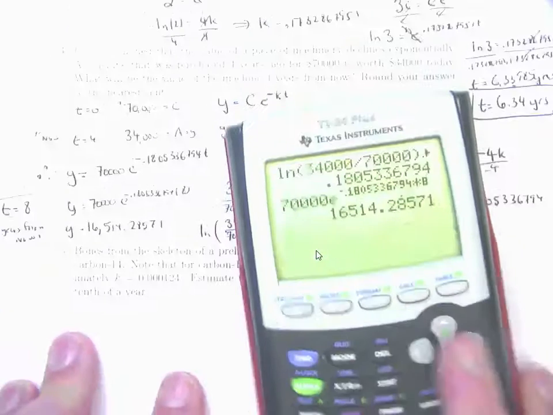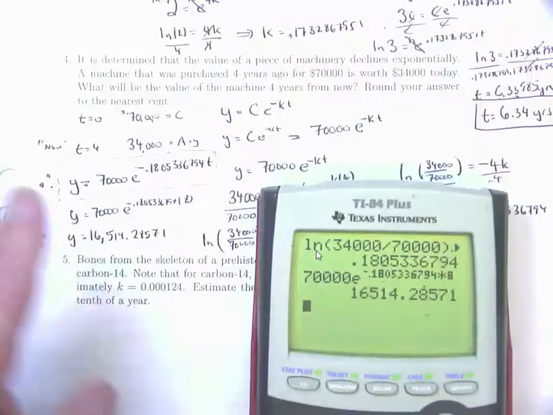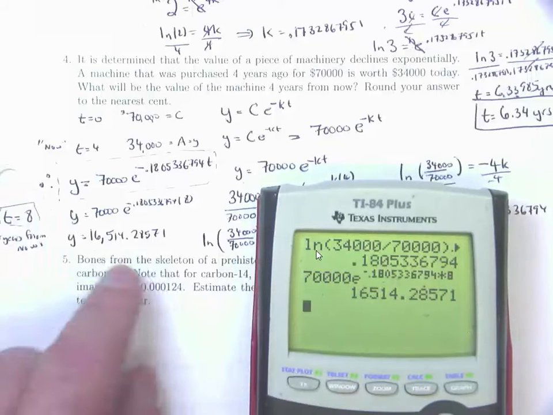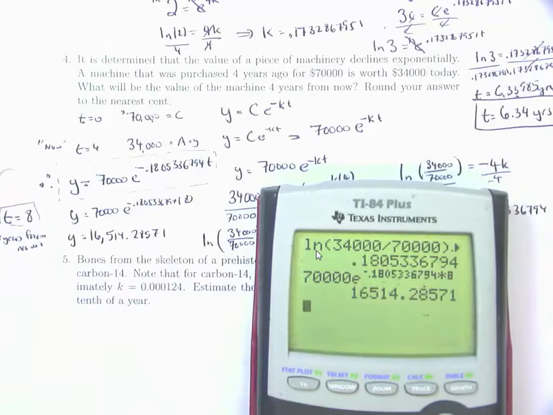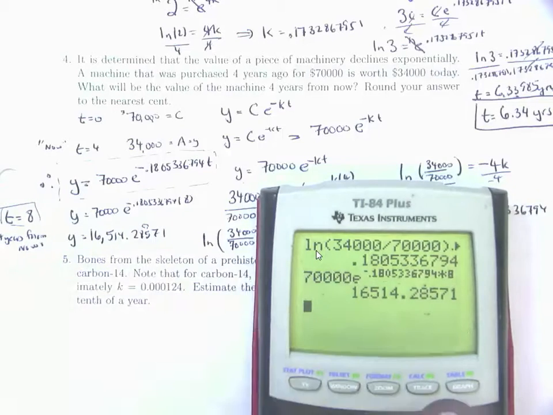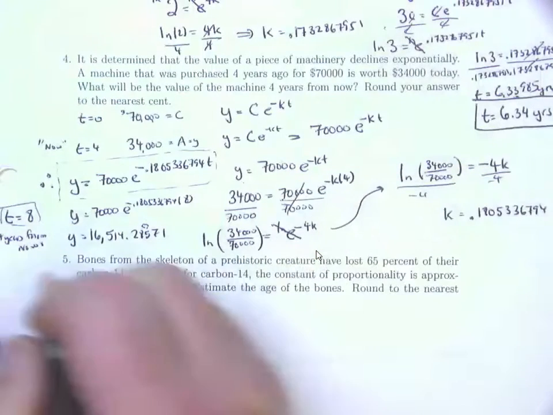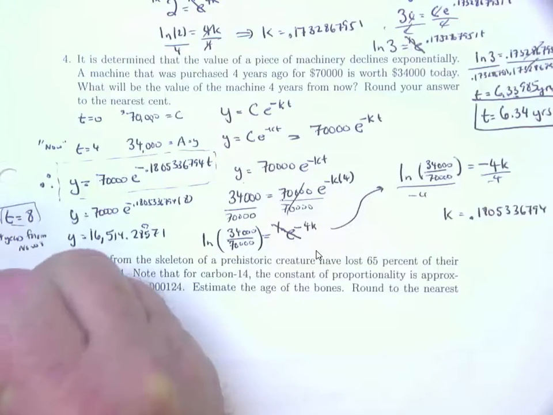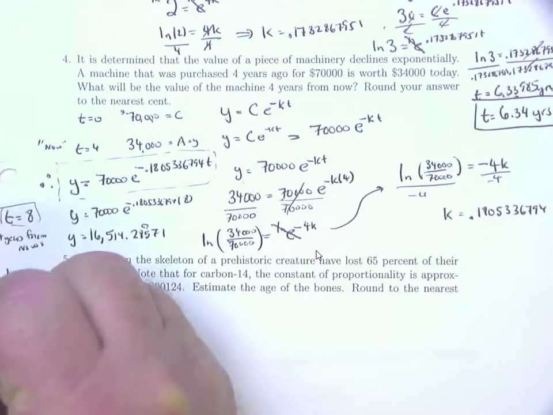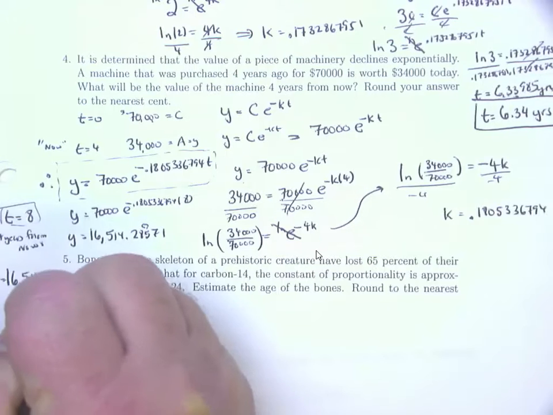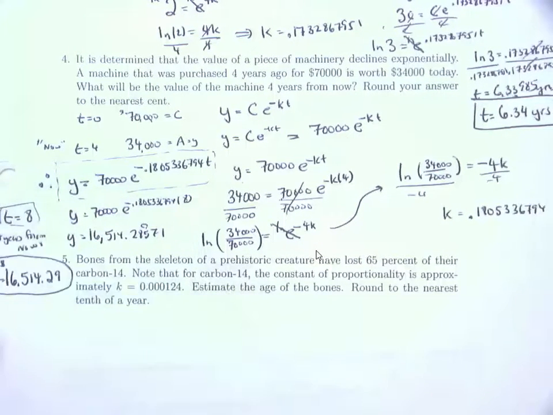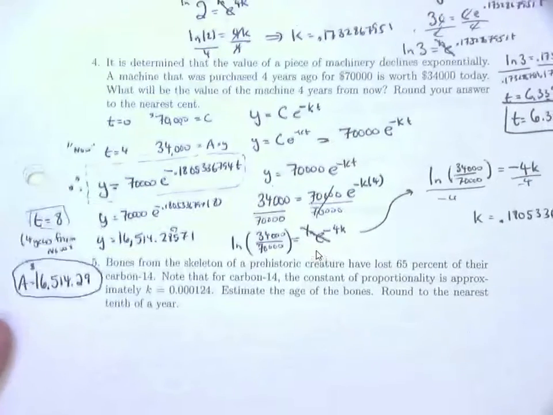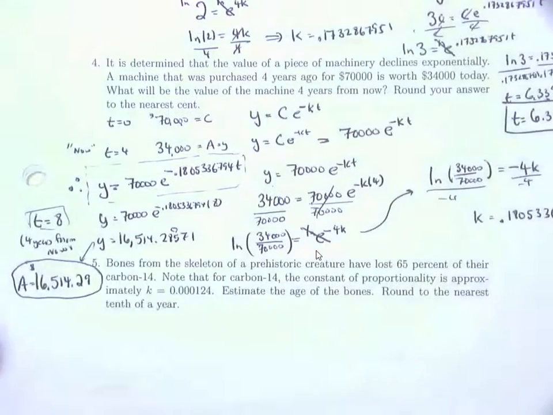directions. What did it say round it to? To the nearest cent, because this is money. So that's the nearest hundredths spot. So I got 0.285, and that 5 is going to round it up. Does that make sense? So my answer here is the amount is going to be $16,514.29 is the value. Did I lose you anywhere? Does that make sense? Okay?